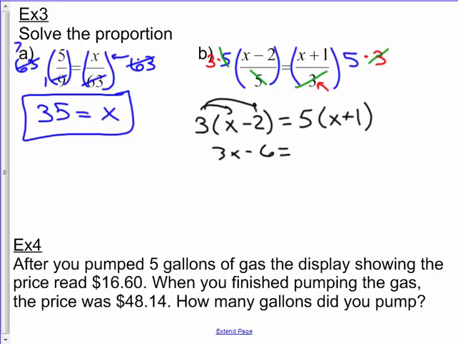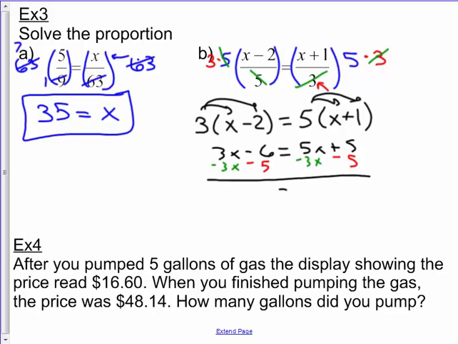I'm going to distribute. I'm going to move my x's over to one side, my constants over to the other. So I'm going to subtract 3x from the left side. If I do it to the left side, I have to do it to the right side. And I'm going to move the 5 over as well. So I'm adding 5, so I'm going to subtract 5 or add a negative 5. When I do that, I get 2x equals negative 11. And then when I divide each side by 2, I get x is negative 11 halves, or negative 11 over 2. I can leave it like that. If you wanted to make it negative 5.5, that'd be fine as well.